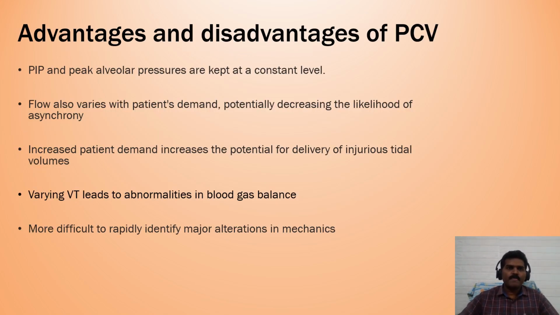Advantages and disadvantages of PCV. Peak inspiratory pressure and peak alveolar pressure are kept at a constant level, so the chances of lung damage are minimal. Flow also varies with patient's demand, potentially decreasing the likelihood of asynchrony. Increased patient demand increases the potential for delivery of injurious tidal volumes. Varying VT leads to abnormalities in blood gas balance. It's more difficult to rapidly identify major alterations in lung mechanics when you're using PCV.